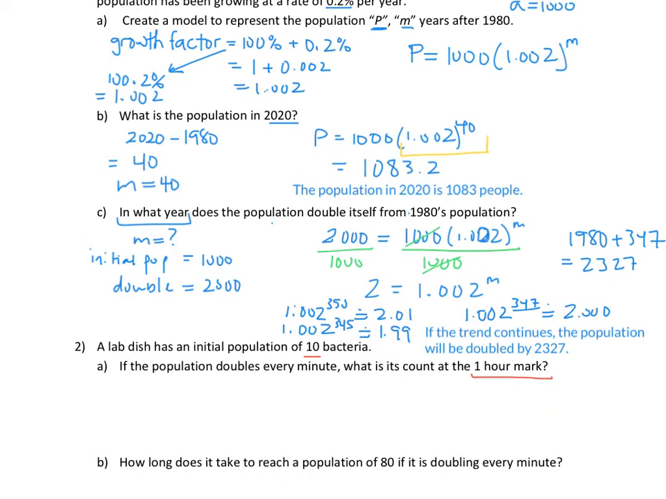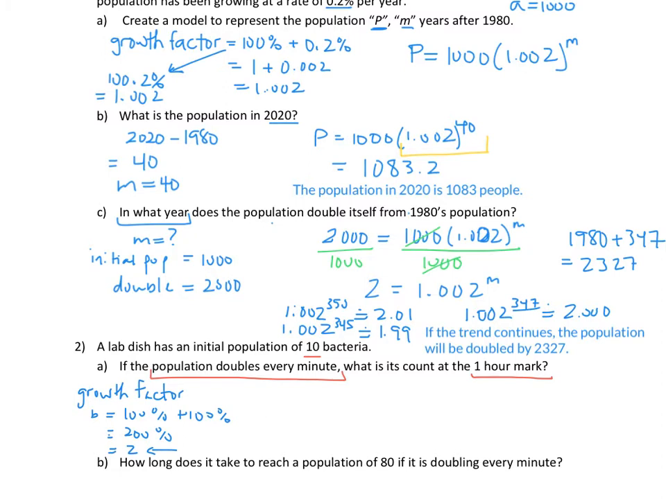Okay, so population is doubling every single minute. If you're doubling, you're increasing by 100%. So your growth factor, or B, would be your 100% plus your 100%, because you're adding itself to it, which is 200%, which is just a 2. So anytime you see a base of 2, you're thinking you are doubling.